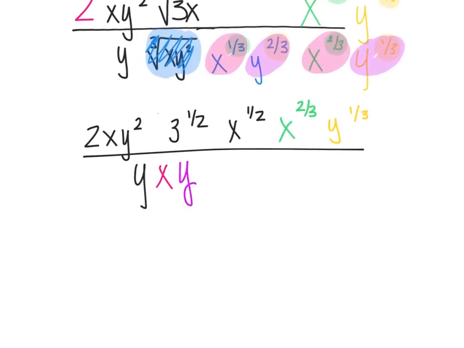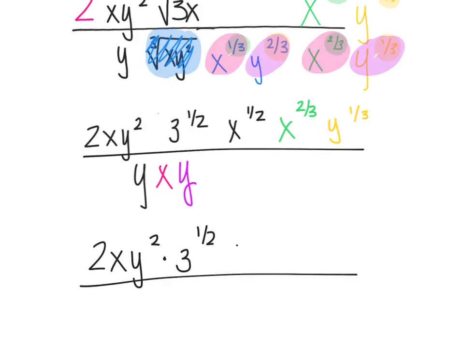So it doesn't look much better, but it's getting there. We're going to make it look better, so we're working on it. All right, so now I've got 2xy squared times 3 to the 1/2, all in the numerator. And then I've got all this other stuff over here.